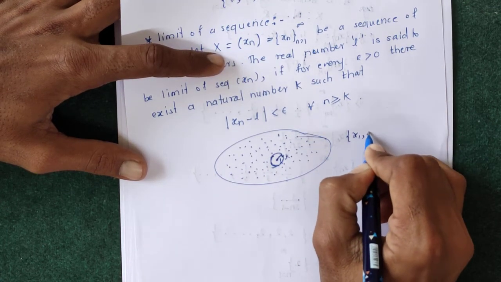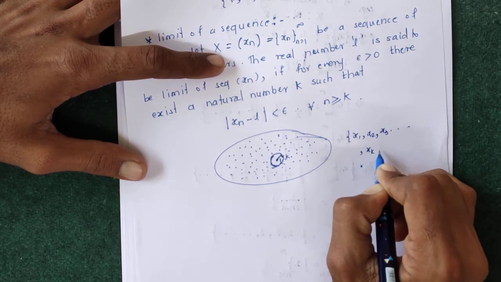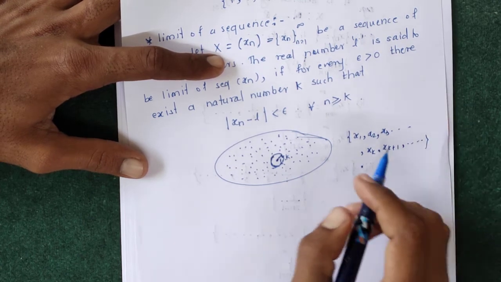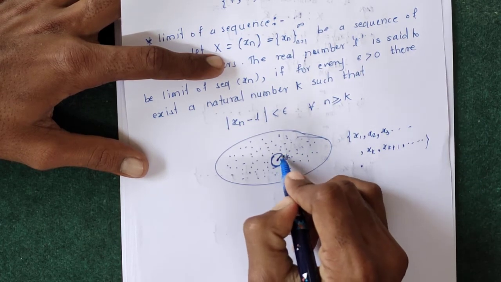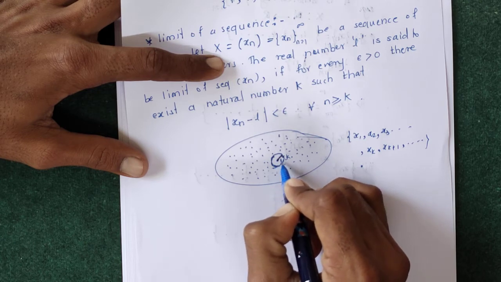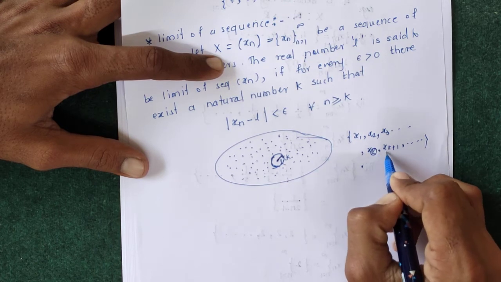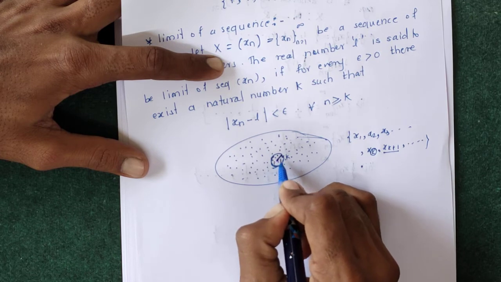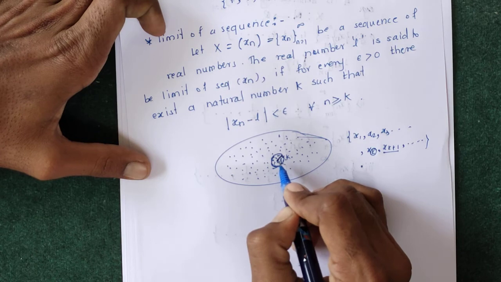of the sequence are, suppose x1 is the first element, x2 is the second element, x3, x4 up to xk, then xk plus 1 and so on. These are an infinite number of elements. Then we say that the sequence has limit L. Around this L, if we draw the epsilon neighborhood, for every epsilon neighborhood there must be some value of k for which the remaining elements, that is xk plus 1, xk plus 2, xk plus 3, all the higher elements of that sequence, lie inside this neighborhood. Then we say that the sequence has limit L.